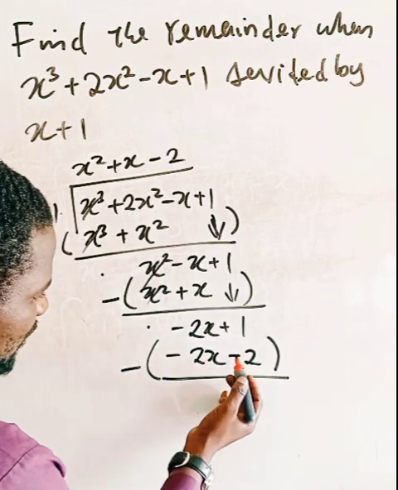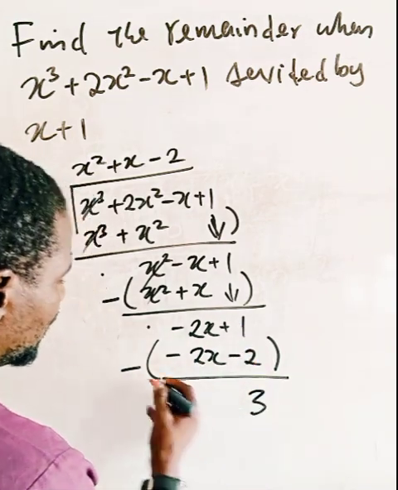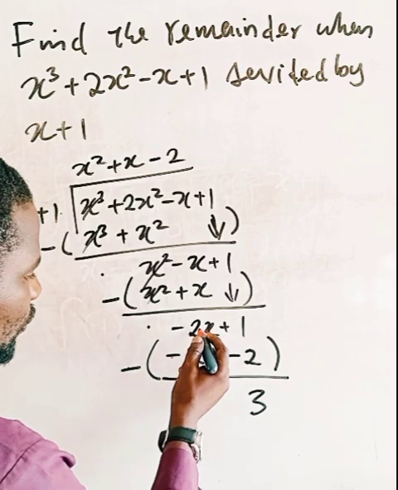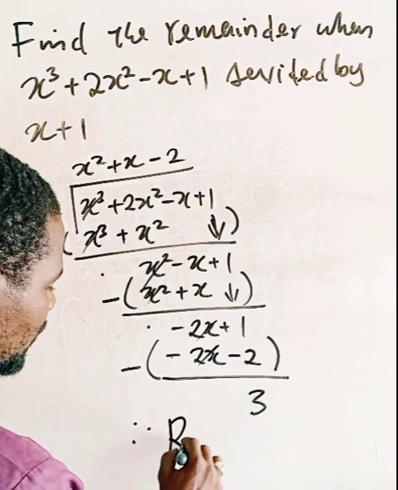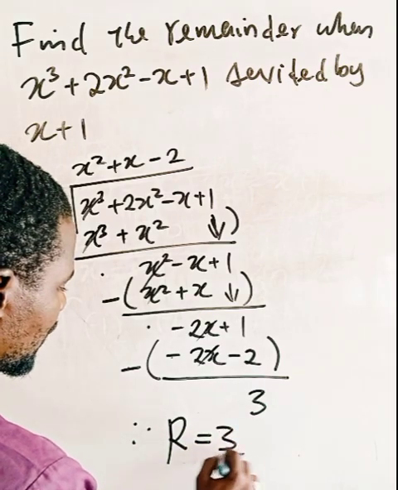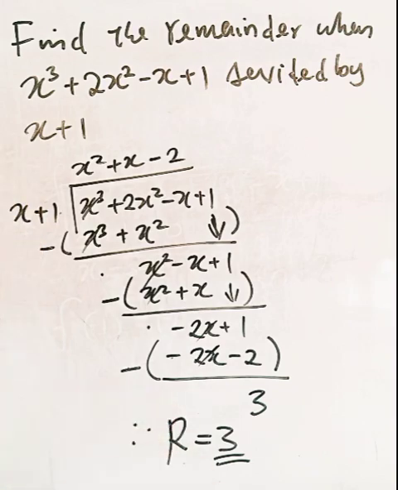So you say minus times minus is plus. Then 1 plus 2 is 3. Then minus times minus is plus. Minus 2x plus 2x, they cancel one another. Therefore, the remainder equals to 3. This is the first method. We call it a long division method.